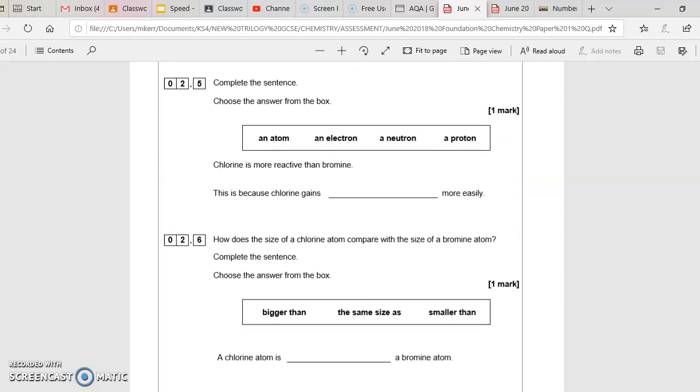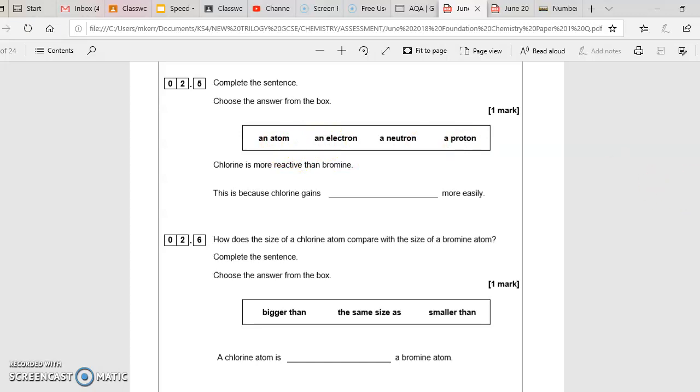Question 2.5. Complete the sentence. Choose the answer from the box. Chlorine is more reactive than bromine. This is because chlorine gains something more easily. Please pause your video and answer. Okay, chlorine gains an atom, an electron, a neutron, proton. You cannot gain or lose protons and neutrons at GCSE because they're stuck in the nucleus. It's not going to gain an atom, it's going to gain an electron more easily.